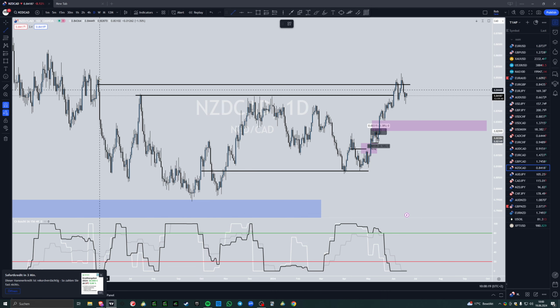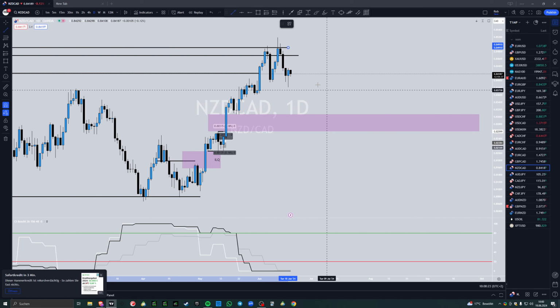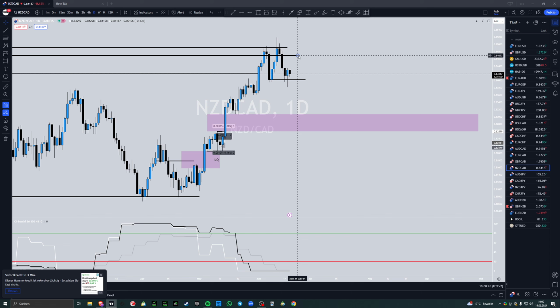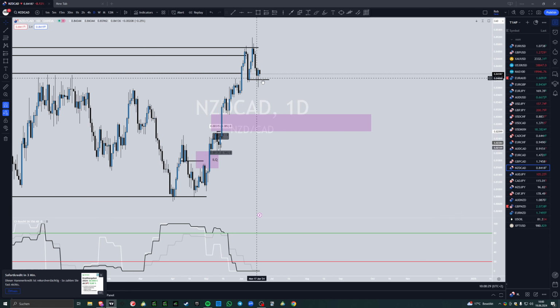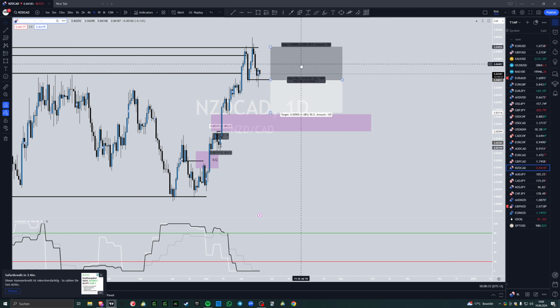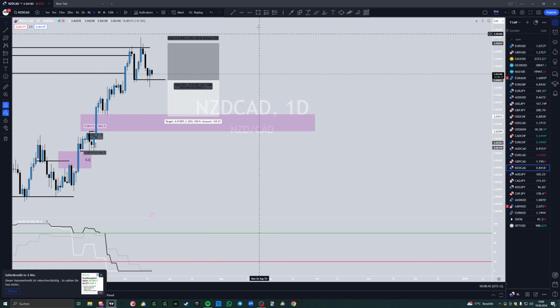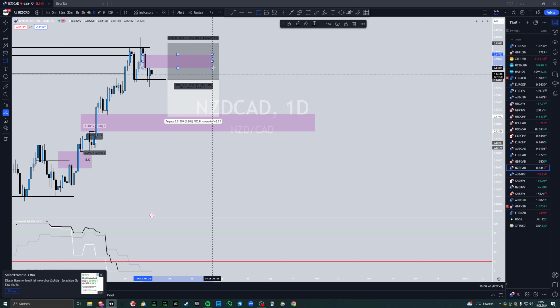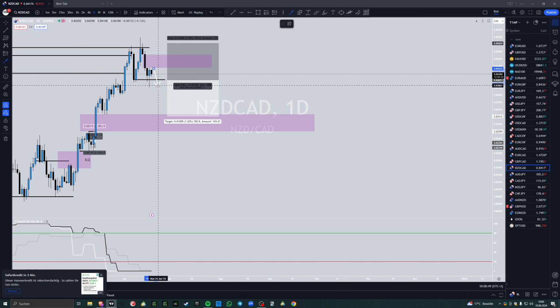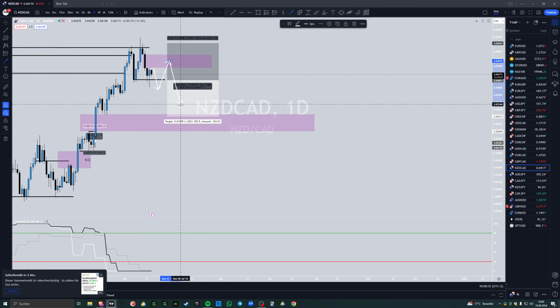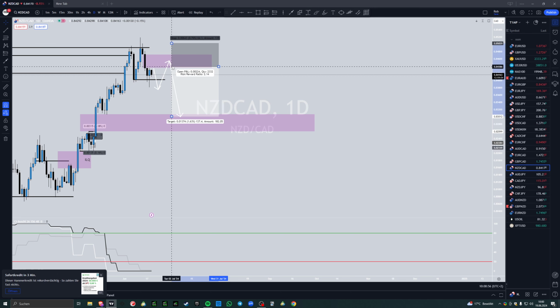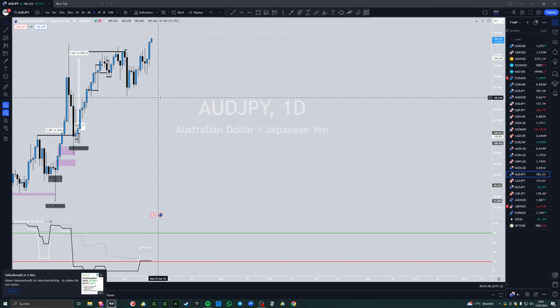And actually, if we break below that, if we break below here, you could play a 1-to-1. Yeah, but we also have an imbalance here. So the play would be for price to break it, come back here, and then go here, and then you would have doubled the risk to reward ratio. So there you go. But nothing confirmed yet.